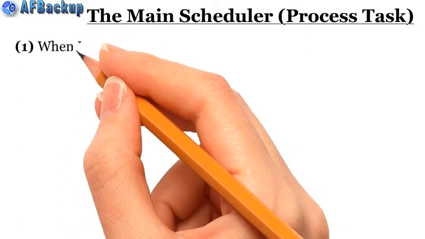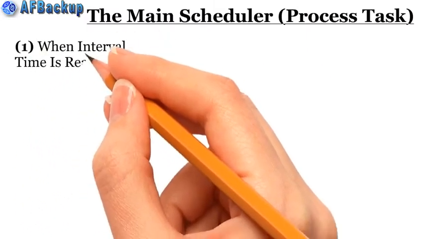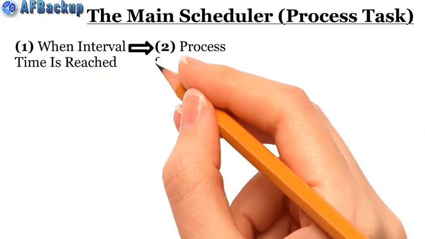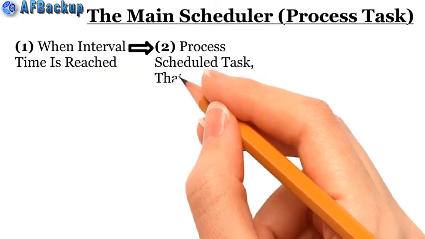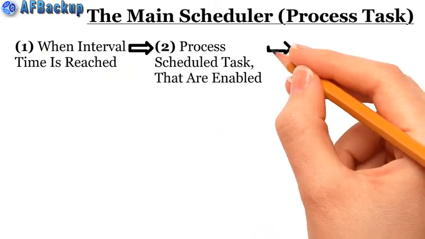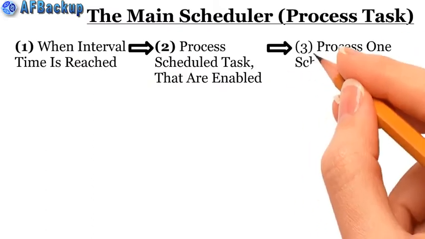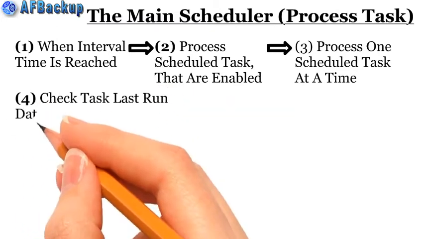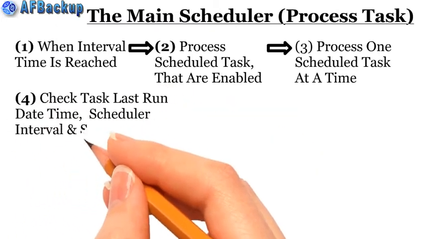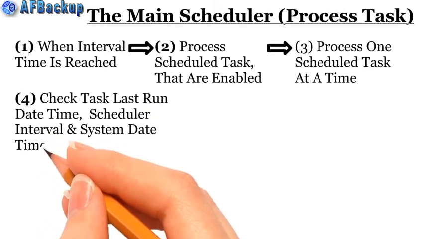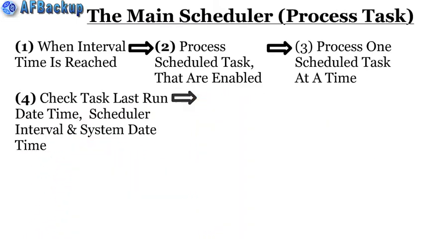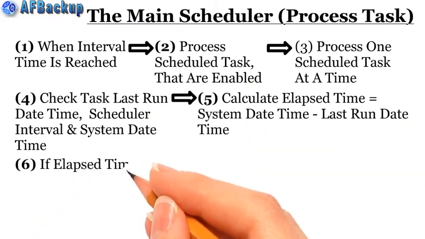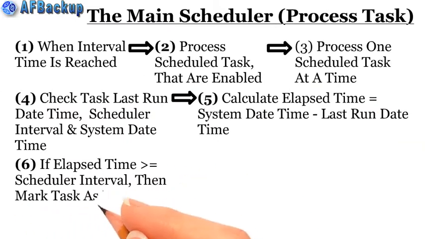The main scheduler gets executed at regular intervals, as per the value of the parameter setting. It will process only those scheduled tasks that are marked enabled. Each scheduled task is processed one after the other. At first, the application checks the interval and last run date time registered against the scheduled task, and the present system date time. If elapsed time is greater than or equal to the scheduled task interval, then it is marked as pending.